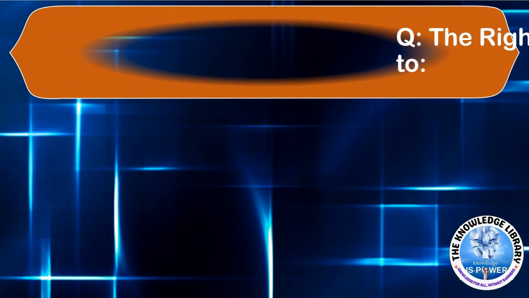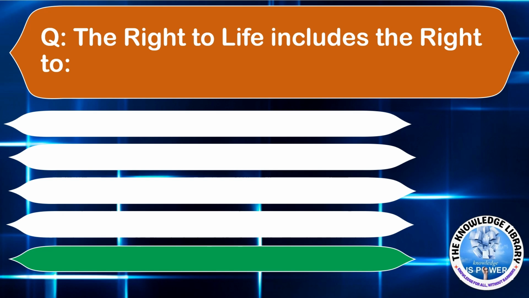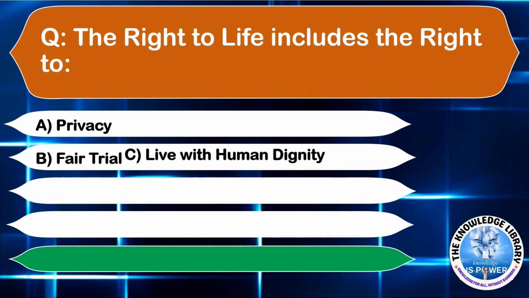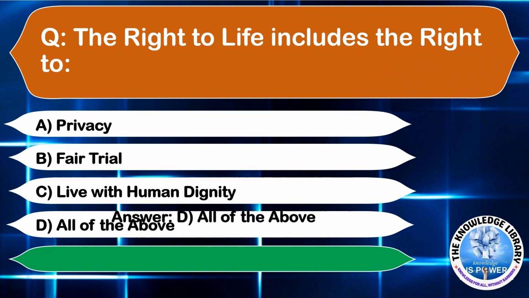The next question is, the right to life includes the right to option A, privacy. Option B, fair trial. Option C, live with human dignity. Option D, all of the above. Correct answer is option D, all of the above.